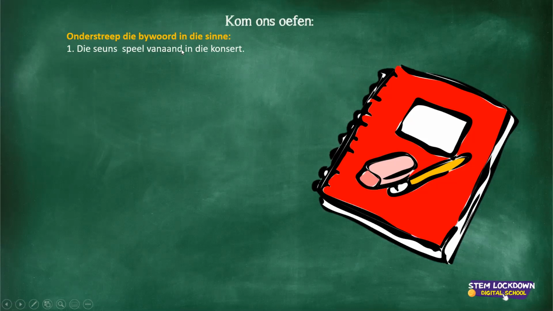Okay, Max says, and Boule says vanaand correctly, and that would be a bywoord van tyd, time. Die jakkals hardloop vinnig weg vir die hyena. Hardloop is my main verb. So it's either jakkals or vinnig, which is the bywoord. What would that be?